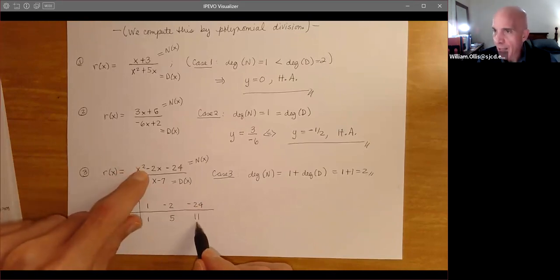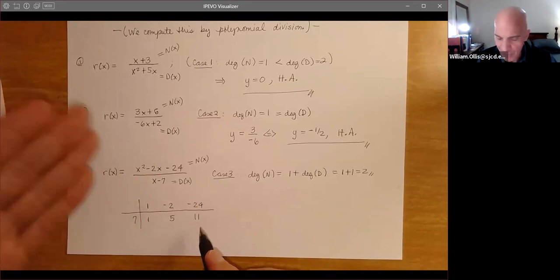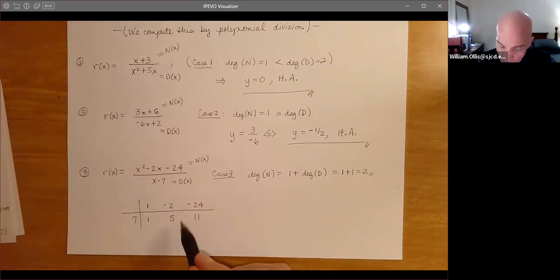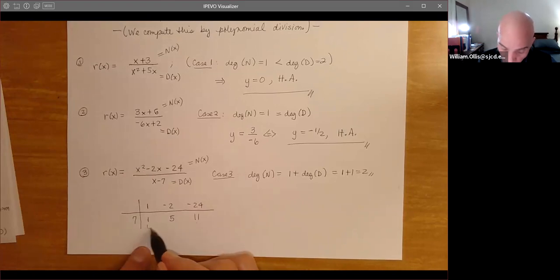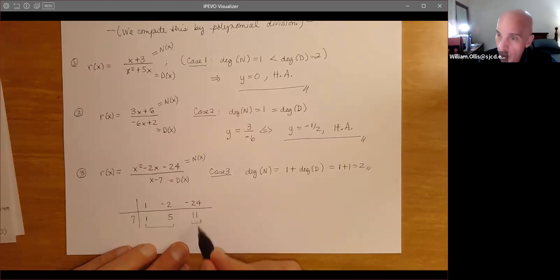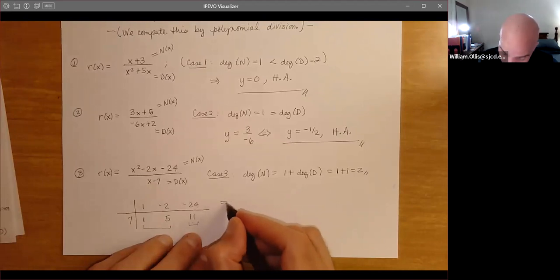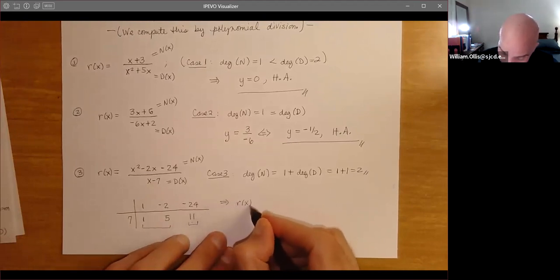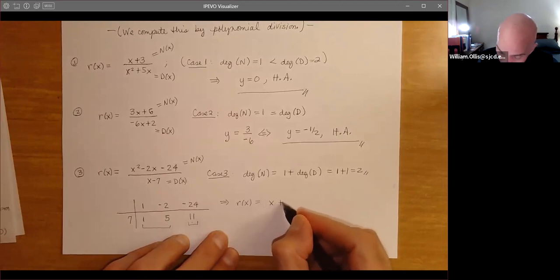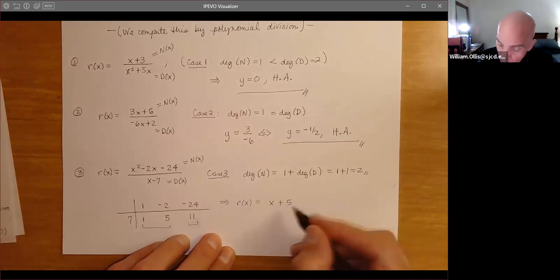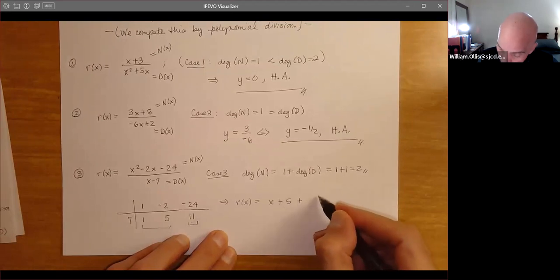Well, clearly this doesn't divide. It's like, okay, 7 is not a zero of the numerator, but we weren't thinking that it would be. So the idea here is that when we look at this particular example, we now have the linear part and we have the nonlinear part, 11, that will go with the denominator here. So this implies by division that r of x is the linear part, x plus 5 plus the remainder. But again, when we look at it this way, we're saying plus 11 divided by x minus 7.